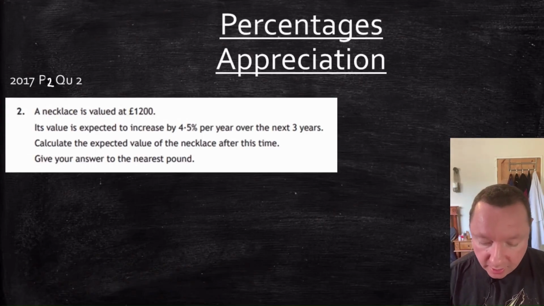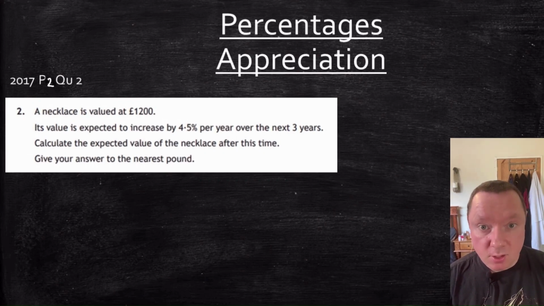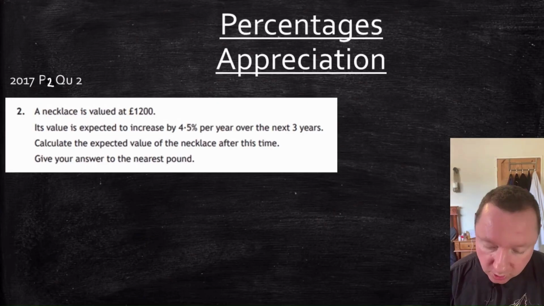Okay, now 2017 Paper 2 Question 2 says a necklace is valued at £1,200. It is expected to increase by 4.5% per year over the next 3 years. Calculate its expected value after this time. Give your answer to the nearest pound. Be careful, remember to round.